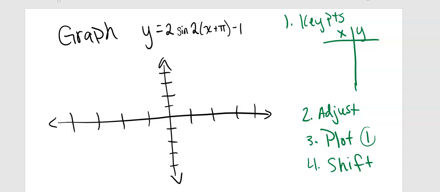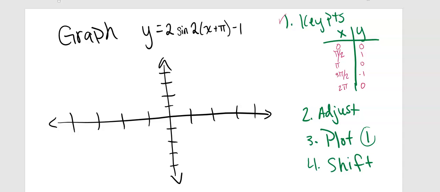Okay, so key points for sine. X values have always been the same: pi, 3 pi halves, and 2 pi. The y values start at 0, go up to 1, back to 0, down to -1, then 0. Okay, so there's my key points. Check. I need to now see if I need to adjust my key points.